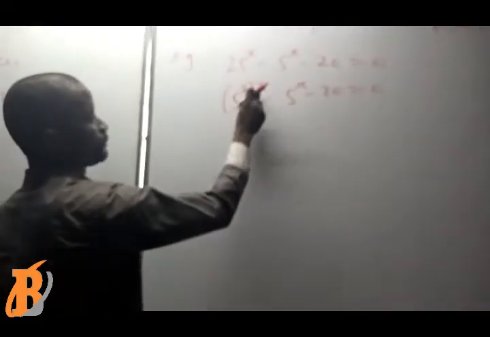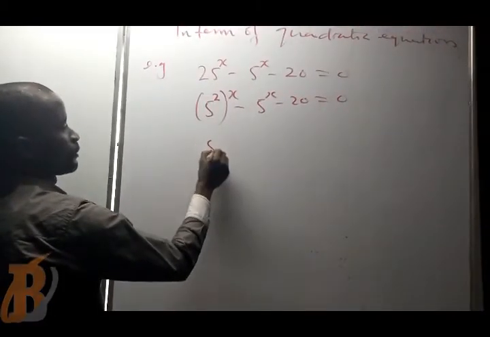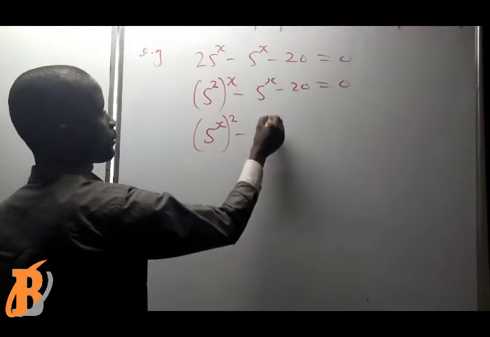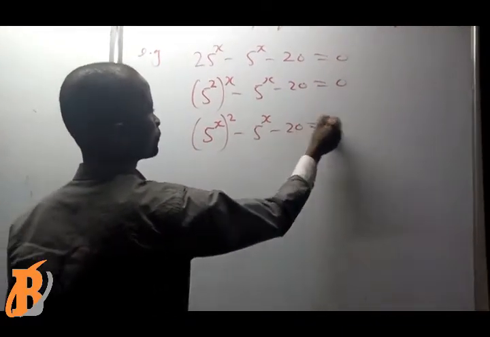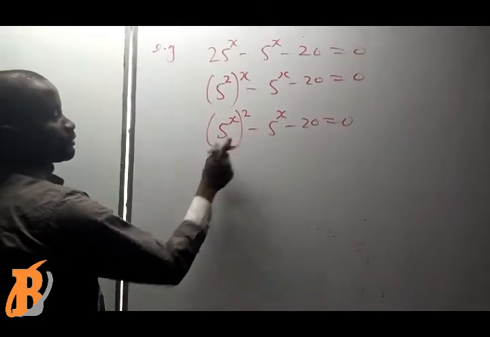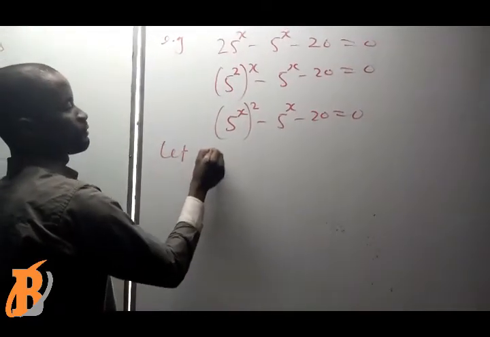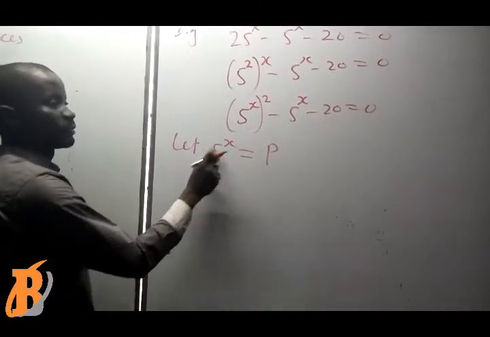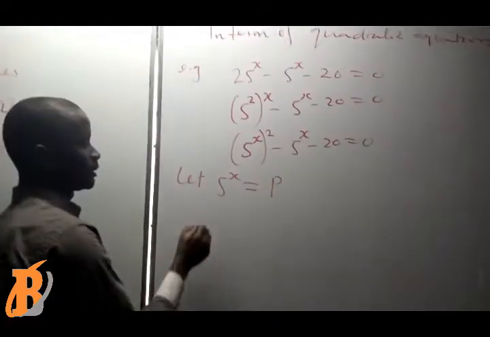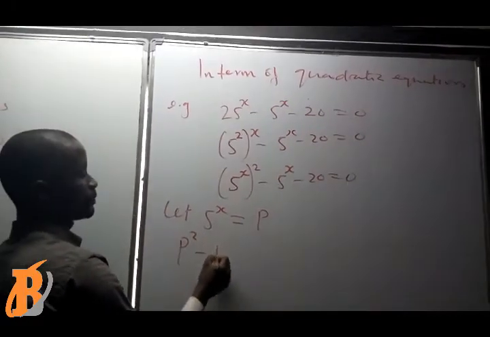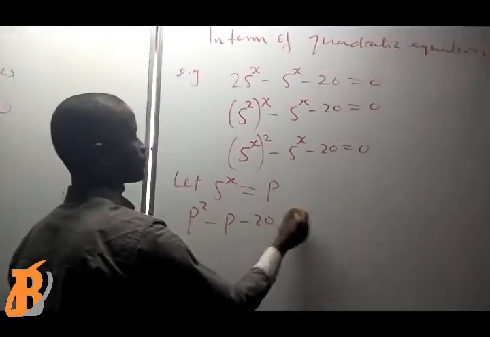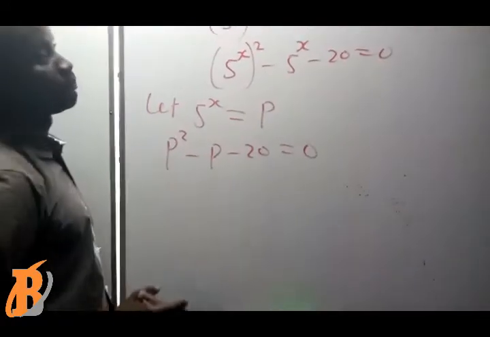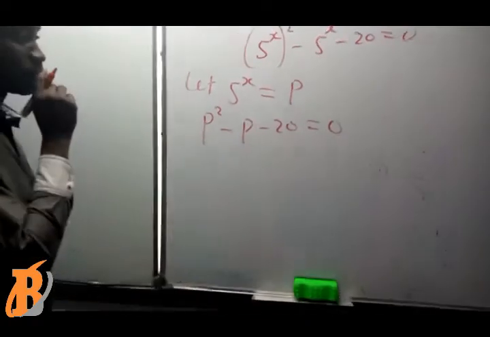Now exchange the value of 2 and x. That will be 5 raised to power x into 2 minus 5 power of x minus 20 is equal to 0. Now we have the same value. So let 5 raised to power x is equal to p. Substitute p, that's p squared minus p minus 20 is equal to 0, and this is a quadratic equation. Then you can apply any method you know how to in quadratic equations.